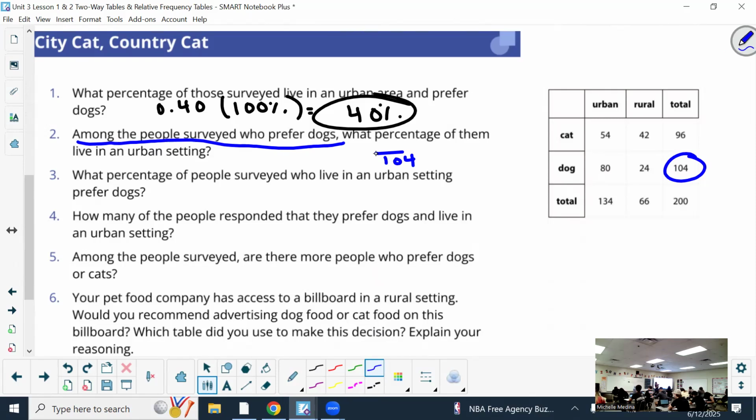How many of these people live in an urban setting? That makes sense? So that's what I'm putting down. It's not gonna be the same answer in this one. Well, how many people live in an urban setting and prefer dogs? So what we need to do is 80 divided by 104.